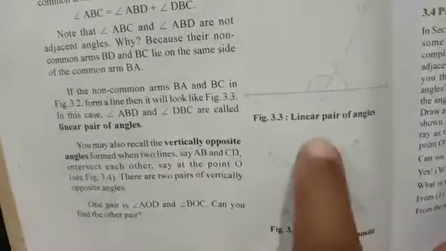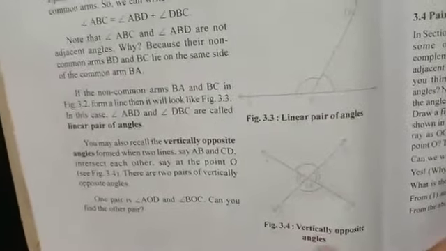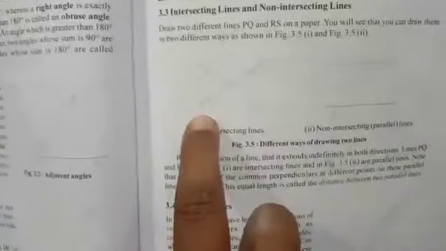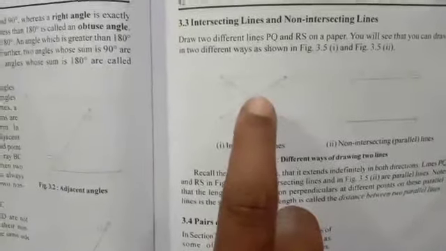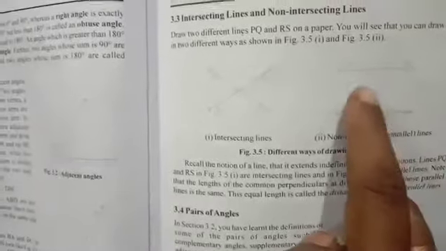Vertically opposite angles means two line segments intersect like this. Then this angle is equal to this angle. So vertically opposite angles are always equal. Then here, intersecting lines and non-intersecting lines. These two line segments are intersecting, so they are called intersecting lines. This pair of lines are not intersecting, so they are parallel. So they are non-intersecting lines.